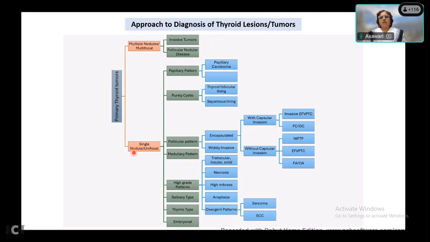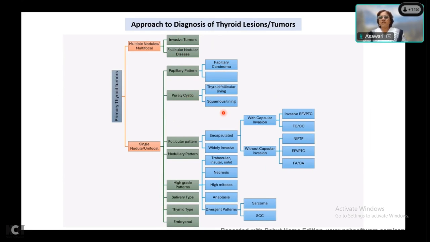Look for any nodularity, whether it is single or multiple. Look for whether this is an invasive tumor or a follicular nodular disease. If it is single nodular, we have to look for what kind of pattern it is and whether it is capsulated or not. So papillary patterns, look for papillary carcinoma nuclear features.